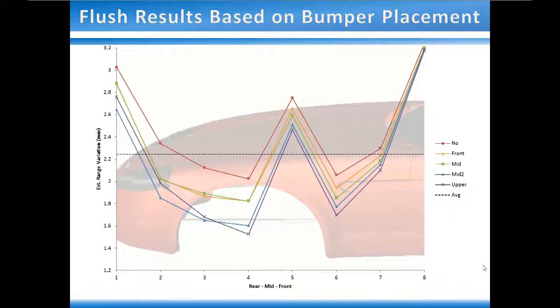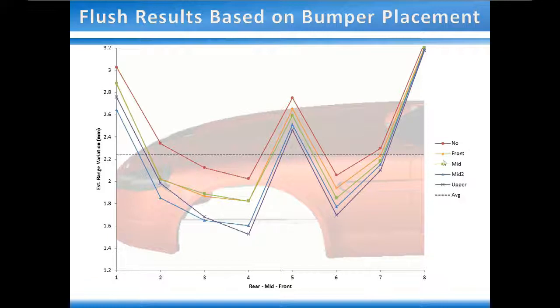Okay. So this is a quick chart of our results. Along the x-axis, you can see that each of these is one of our 8 measurements of flush along the hood, and you can kind of see the car in the background. The lines here represent each of our cases of bumper placement. So the red line on top is the case with no bumpers. If we just use the hinges and the striker, what is the flush going to look like? And we're seeing it's giving us the highest variation in flush, which we expect.